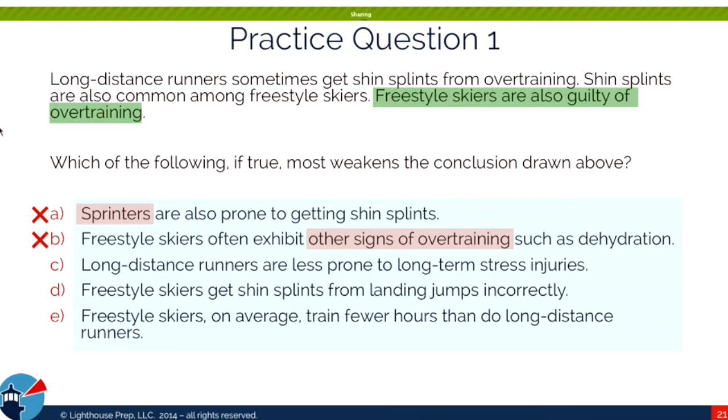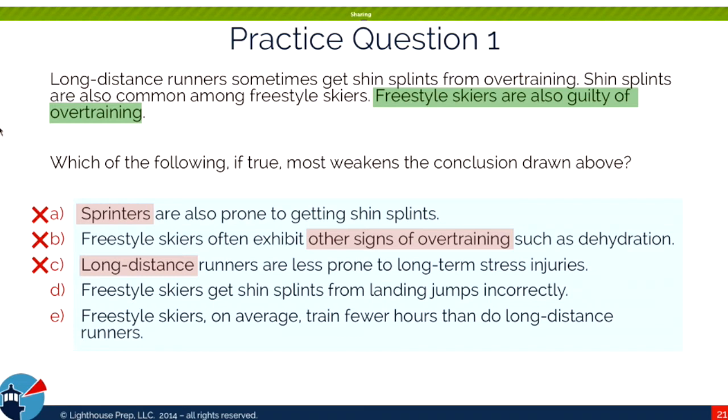Okay, so on to answer choice C. Answer choice C says long-distance runners are less prone to long-term stress injuries. Well, again, this doesn't tell us anything about freestyle skiers because long-distance runners don't relate in any way to freestyle skiers here. So we eliminate this one.